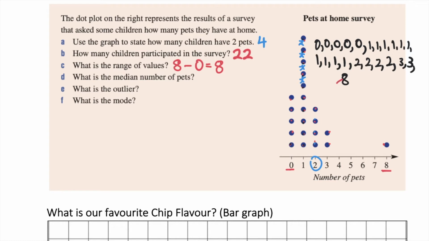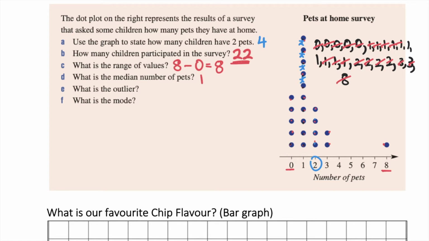And then biggest, smallest, biggest, smallest, crossing off from each end until we reach the middle. Well, we did have an even amount, so I'm not surprised there's 2 in the middle. And it's 1 and 1, so the median number is 1.